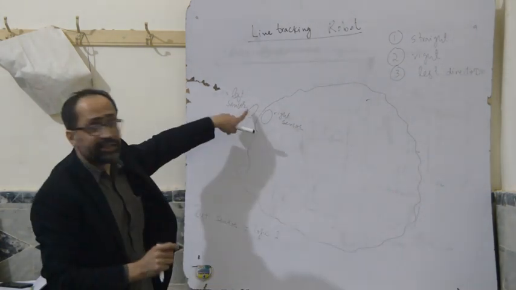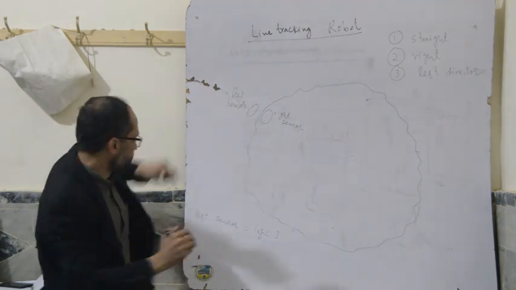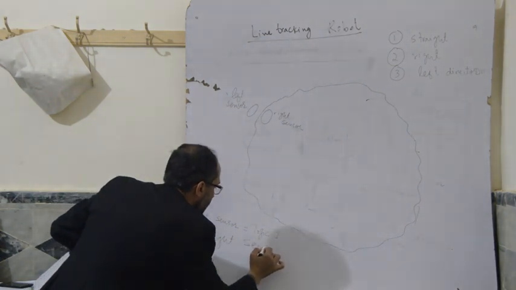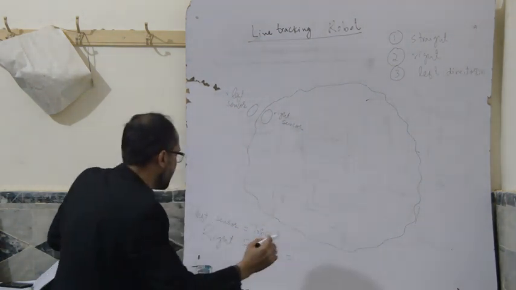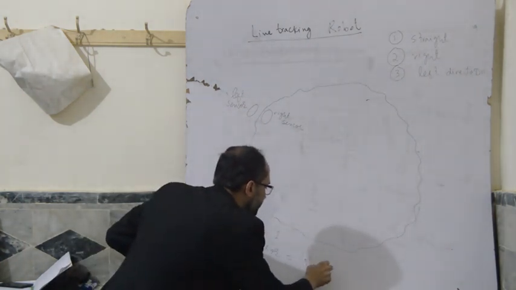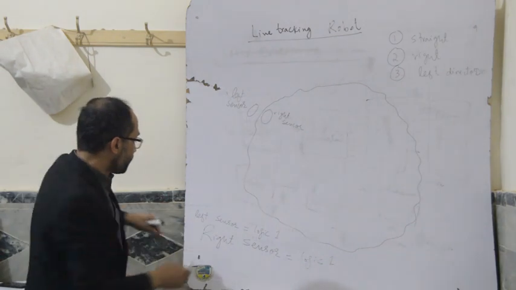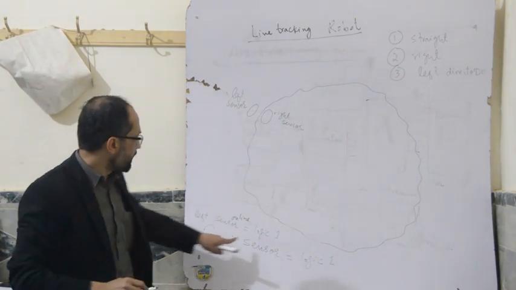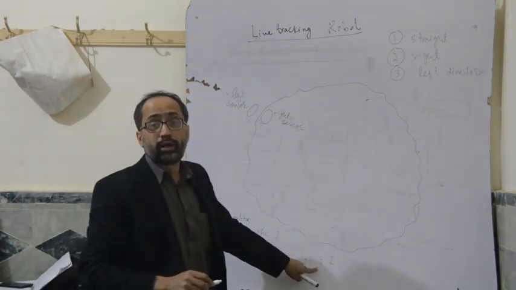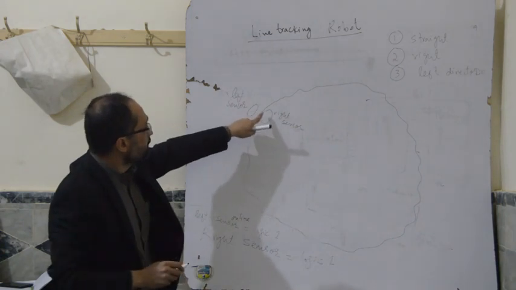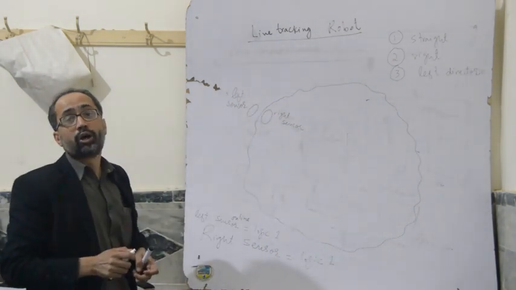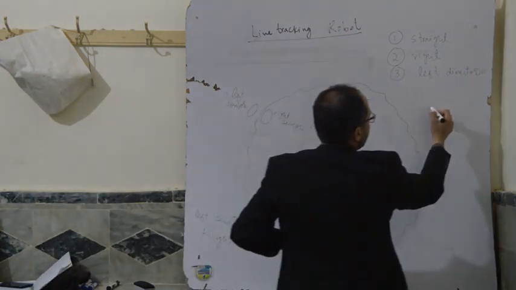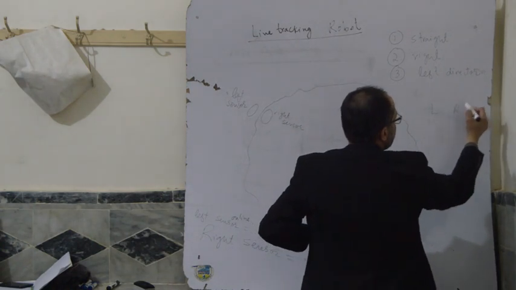it means that the left sensor is on the line, and if the right sensor is on the line, it will generate a logical 1. So if the left sensor is on the line, it will produce a logical 1, and the right sensor on the line will produce a logical 1. If the left sensor is not on the line, on the white background, it will generate a logical 0.